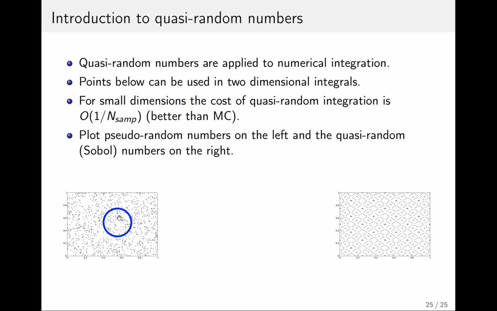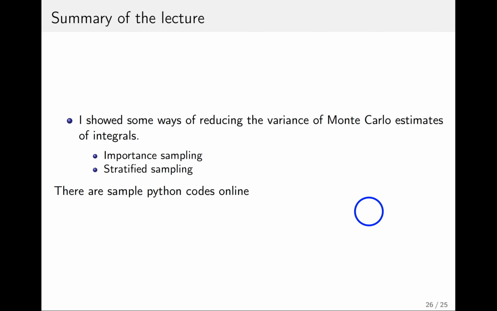And I just have a plot here of 2 dimensions, showing what the numbers look like. So here are the random samples, and these are the Sobol numbers. And here you can see they're not random; they've been designed. But it's claimed they're quite an efficient way to do multi-dimensional integrals.